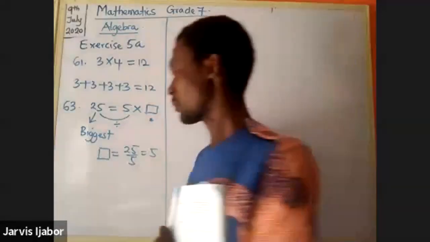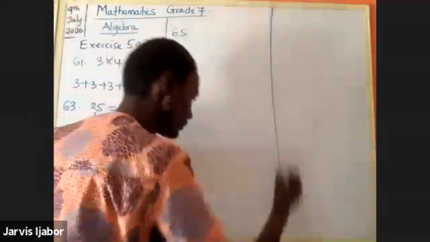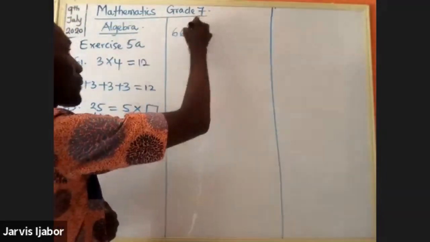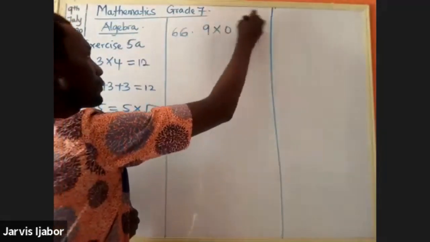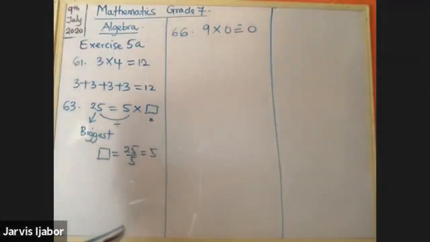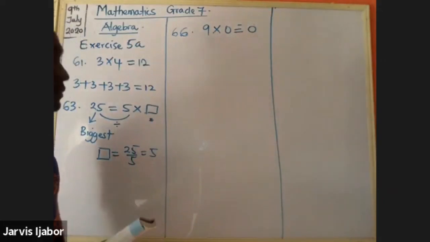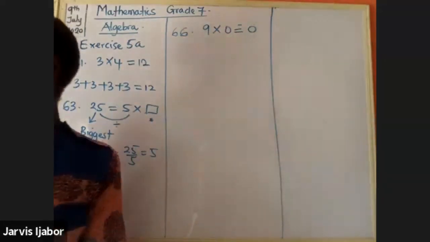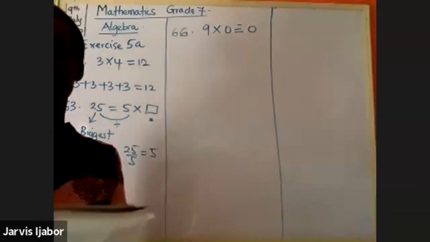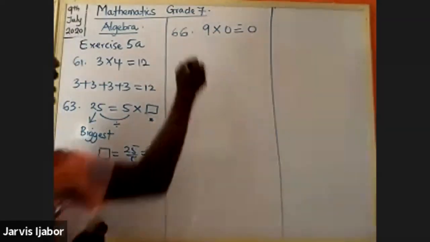Now, what about when you multiply a number by 0? Question 65 or 66. What happens when you multiply a number by 0? The answer is 0. Anytime you multiply a number by 0, the answer will be 0. So take note of that. Anytime you multiply a number by 0, the answer will be what? 0.